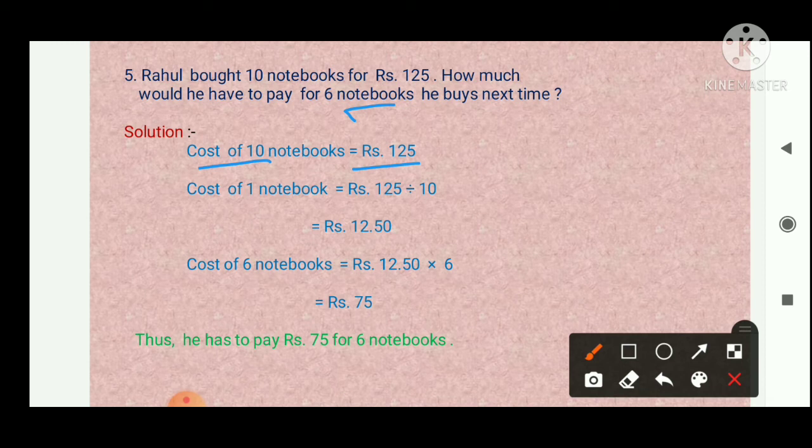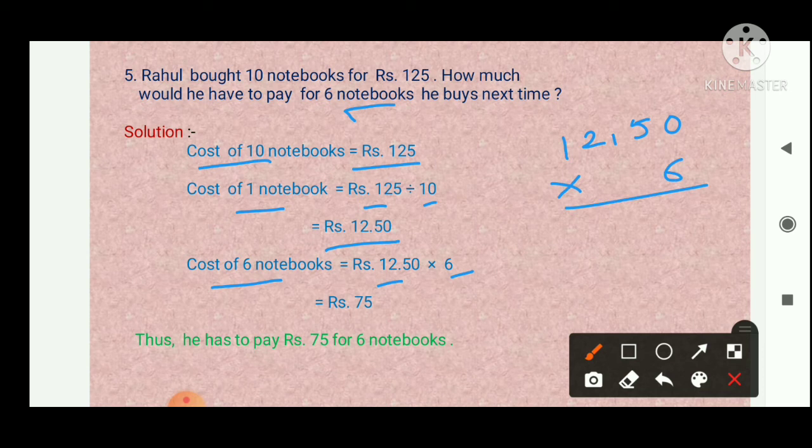So how to find it? By dividing 125 by 10. So cost of 1 notebook, how to get it? By dividing 125 by 10. So we get 12 rupees 50 paise. Now to find cost of 6 notebook, we multiply 12 rupees 50 paise by 6. See student, here we multiply 12 rupees 50 paise by 6.